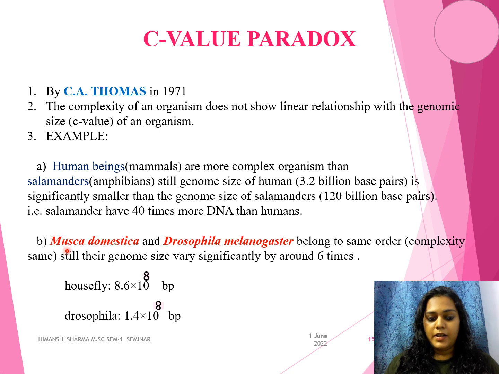Another example is Musca domestica and Drosophila melanogaster, which belong to the same order and have the same complexity. Still, the genome size varies significantly, by around 6 times. The housefly has 8.6 into 10 to the power 8 base pairs of genome material, and Drosophila has 1.4 into 10 to the power 8 base pairs, which shows that the housefly has 6 times more genome size as compared to Drosophila.